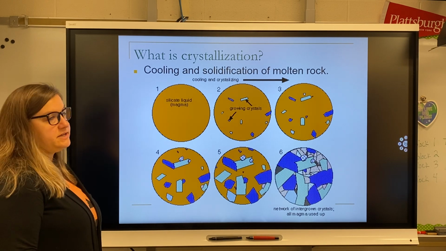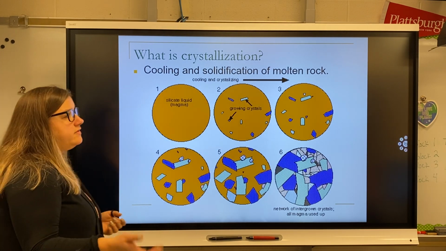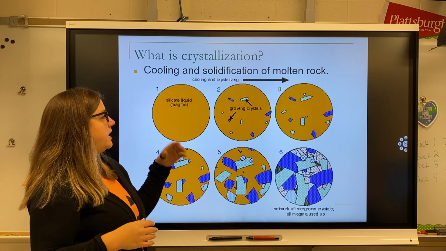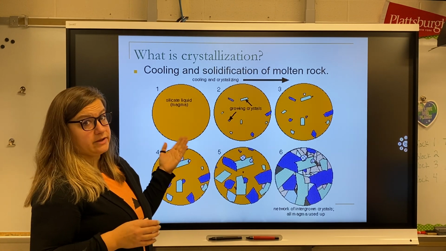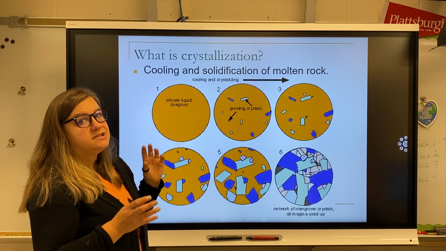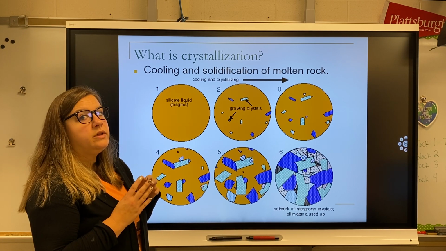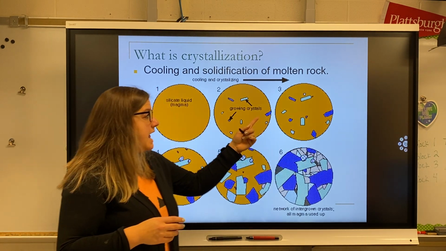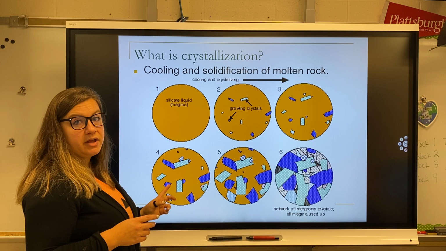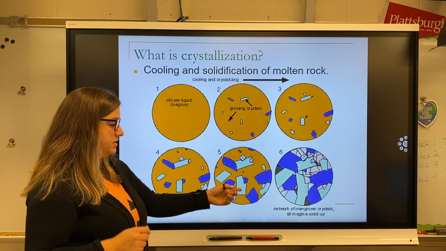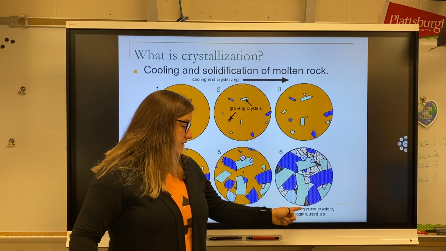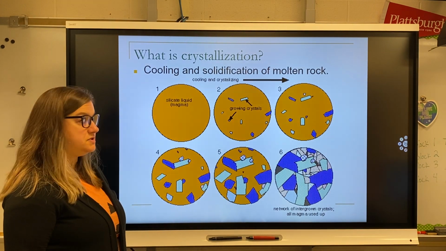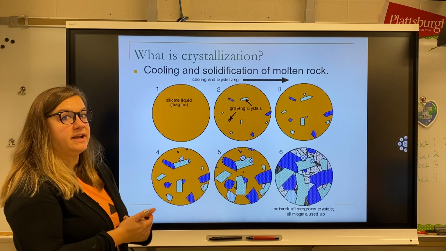So what is crystallization? It's when the cooling and solidification of molten rock happens and crystals start to form. You have your molten rock in a liquid state. Once it starts to solidify and cool, little crystals start to grow inside of it. As it cools, the crystals get bigger and interlock with each other until it creates a network of intergrown crystals. Then all the magma is used up, everything is cool, and you can finally touch it.